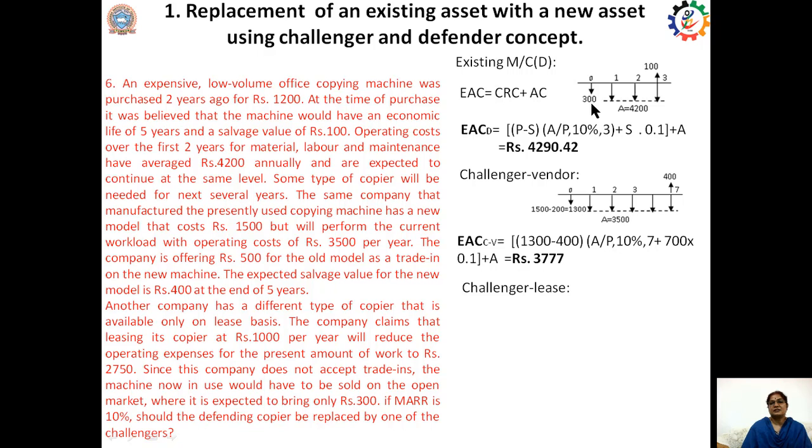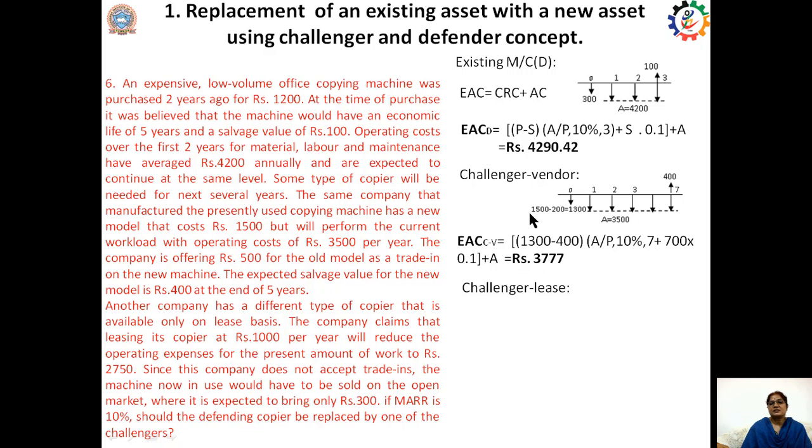So I'll consider 300. Remaining 200 I have to adjust. Where do I have to adjust? Wherever whoever is giving 500. Vendor is giving 500. So here I have to adjust. How should I adjust? Actually, 500 is the value this vendor gives to this person who is buying the machine.